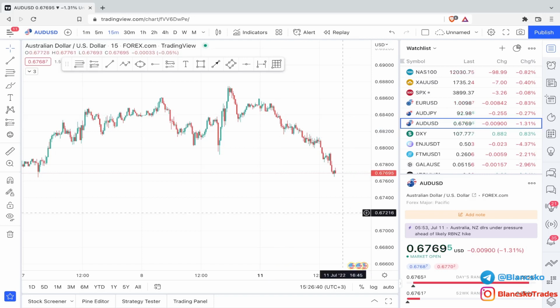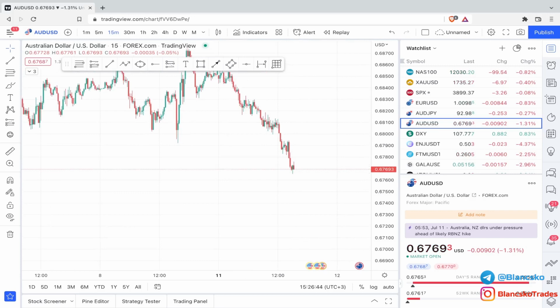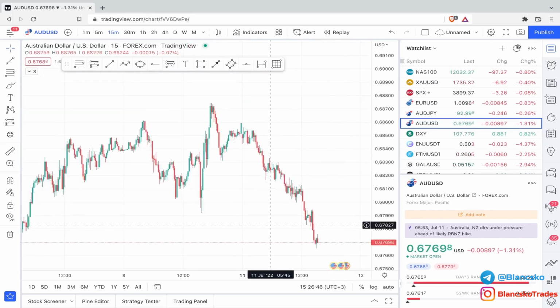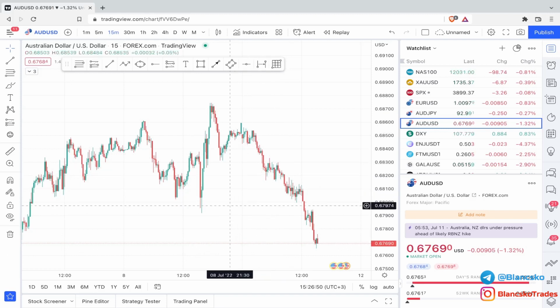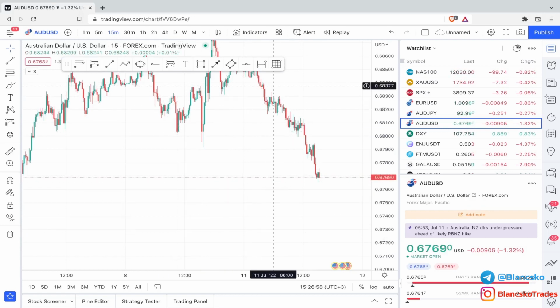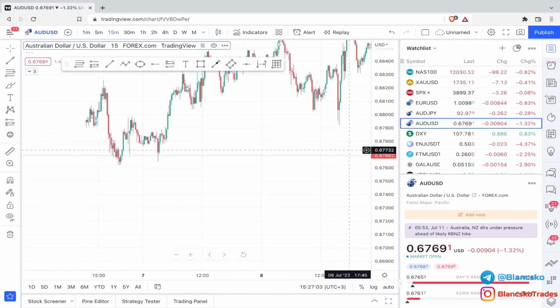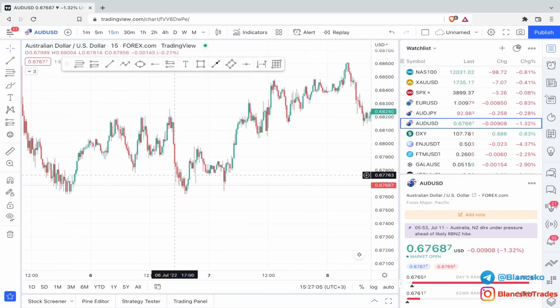First things first, how can we spot imbalances? Imbalances pretty much occur when a very aggressive move happens, either to the upside or to the downside. So that's when imbalance usually happens, when a very aggressive move happens to the upside, like this one right here, or to the downside, like this one right here. With very big candles, very aggressive, no breaks at all.